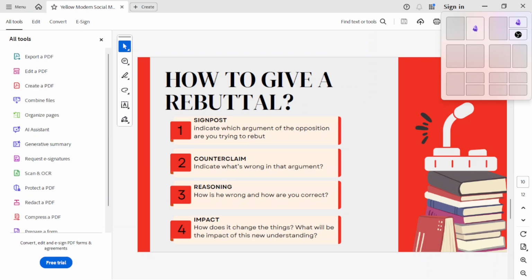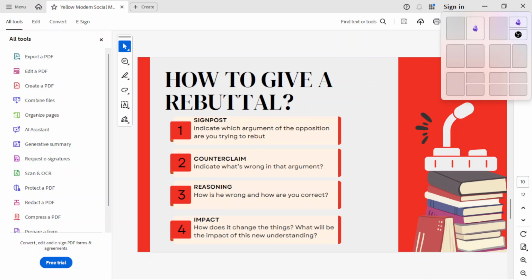But before that, there's a very small process which you need to follow when you are giving a rebuttal, which is that firstly, it's a 4-step process. Firstly, you need to signpost me, right? Signpost is just a fancy term. You can simply understand it as pointing out which argument of the opposition you are attacking right now.